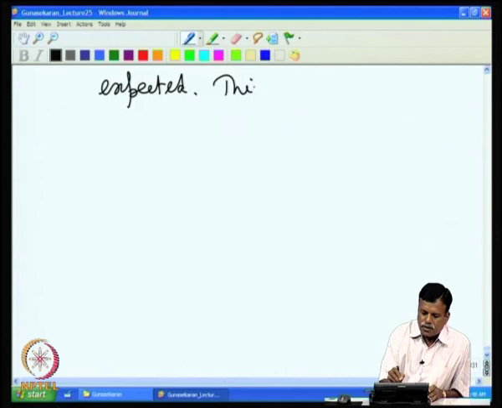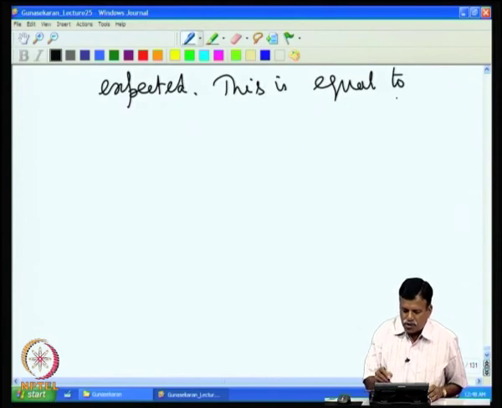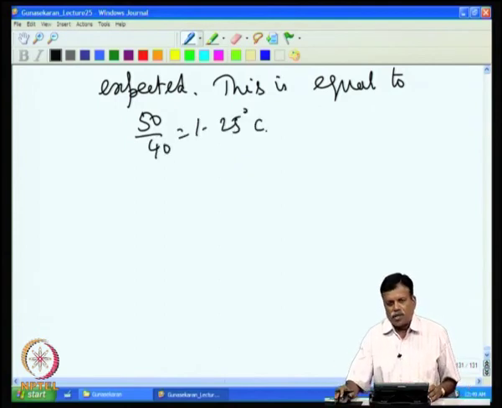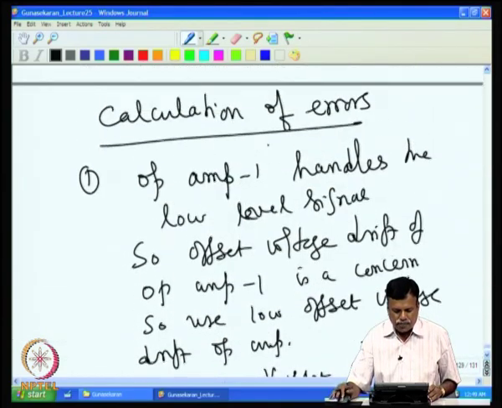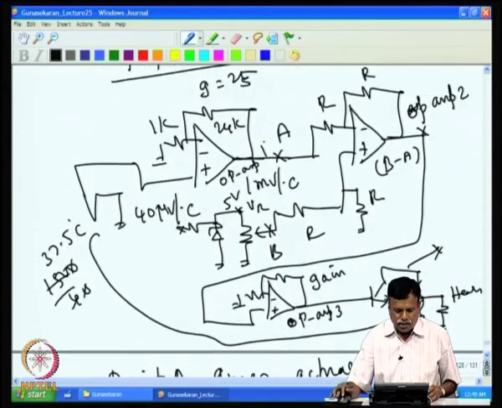This is equal to 50 divided by 40, that is 1.25 degree error. So, you have to use a low offset voltage drift op amp for op amp 1, otherwise there will be a large error.